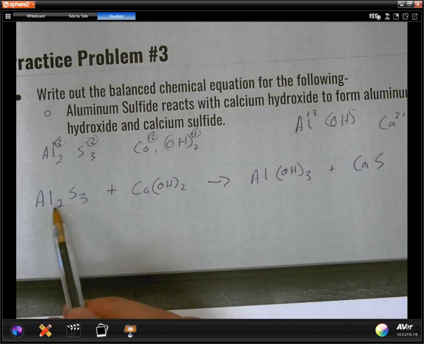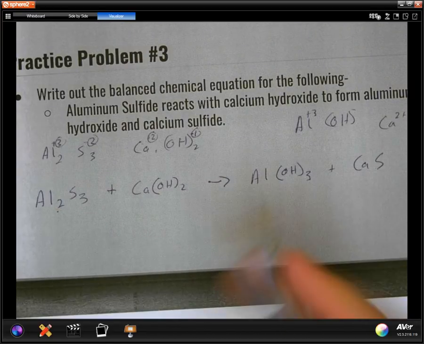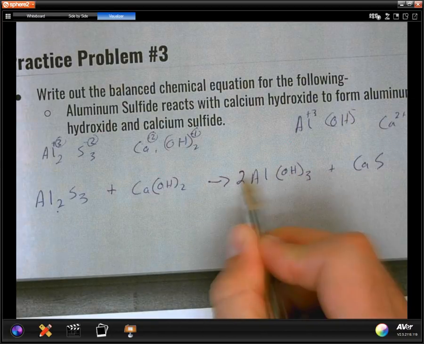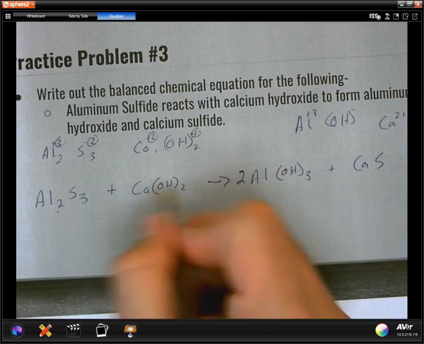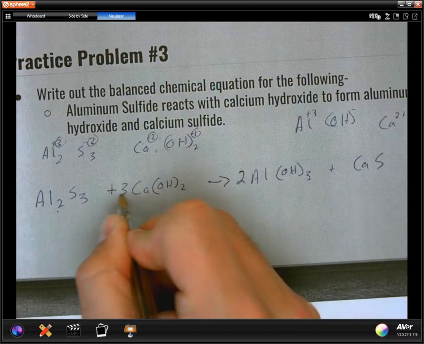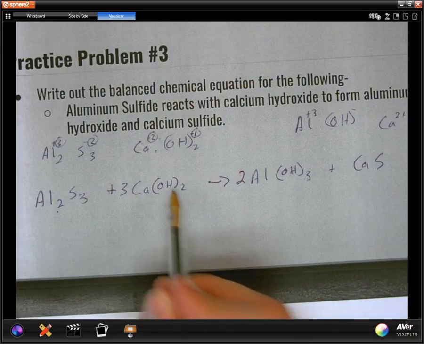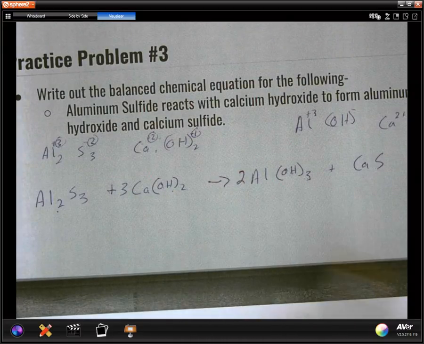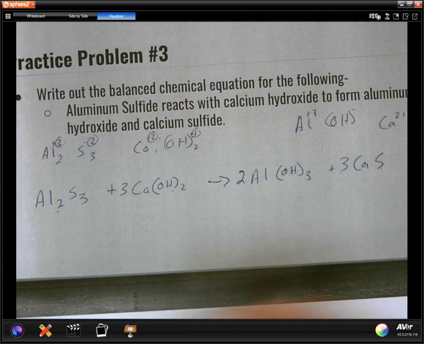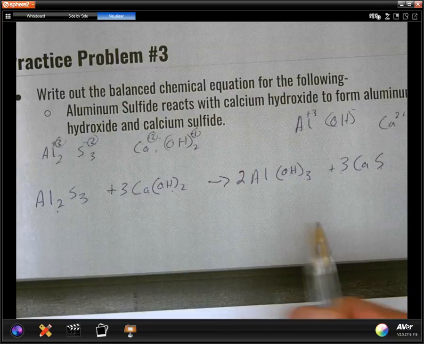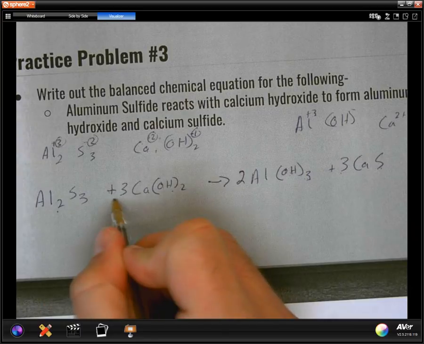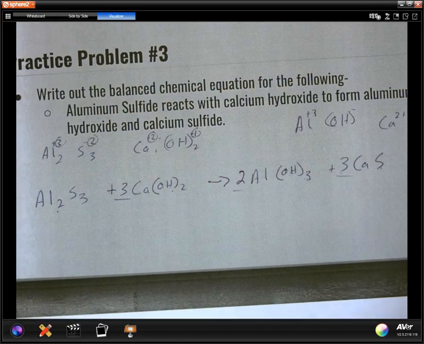So let's start with aluminum. Aluminum, there's 2. So I need to put a 2 here. Now that gives me 6 hydroxides. So if I need 6 hydroxides on this side, and I already have 2, I need to put a 3 here. So I'm going to triple the set of 2. I'm going to double the set of 3 here. So now I have 3 calcium. So I come over here and write a 3. Now I have 3 sulfurs, and I have 3 sulfurs. So again, all I did was just play ping pong, go back and forth, put in the right coefficients to get this to balance out.